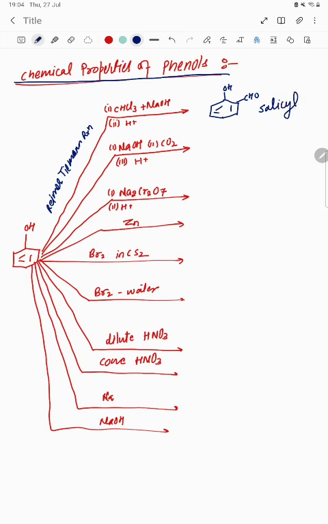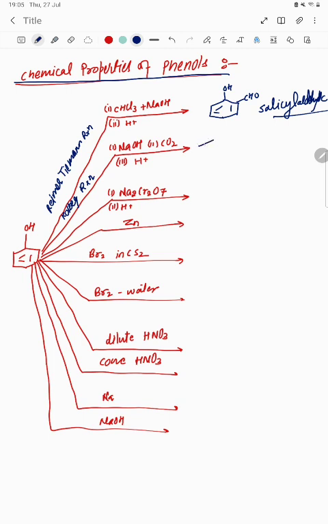Salicylaldehyde, S-A-L-I-C-Y-L, aldehyde. This is salicylaldehyde. Now, if you are talking about NaOH and CO2, this reaction is called the Kolbe reaction. The Kolbe reaction is also a two-step reaction. Firstly it forms sodium phenoxide, then it gives salicylic acid.